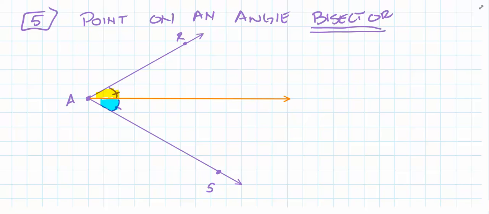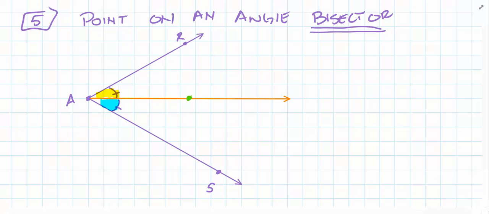All right, so that means that my yellow angle and my blue angle are the same. Okay, now, pick any point that you want on the angle bisector, the orange ray. Put a point anywhere that you can. Okay, and I'm going to say right here. So what's the shortest distance to ray AR? Is it a perpendicular line? Is it a skew line? What is it? Perpendicular line.